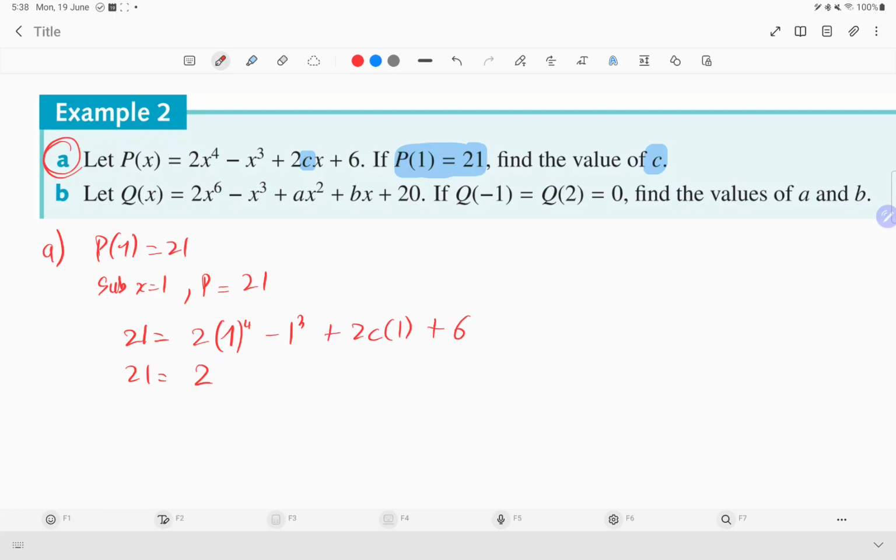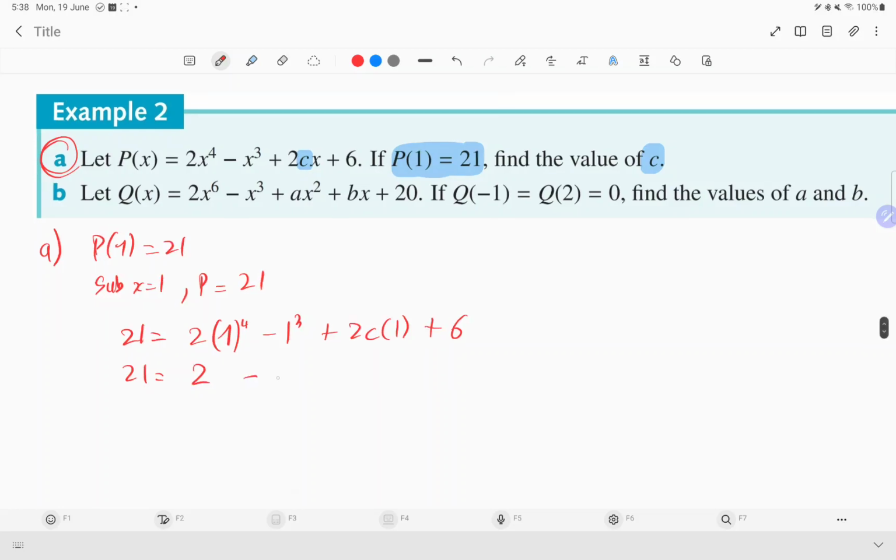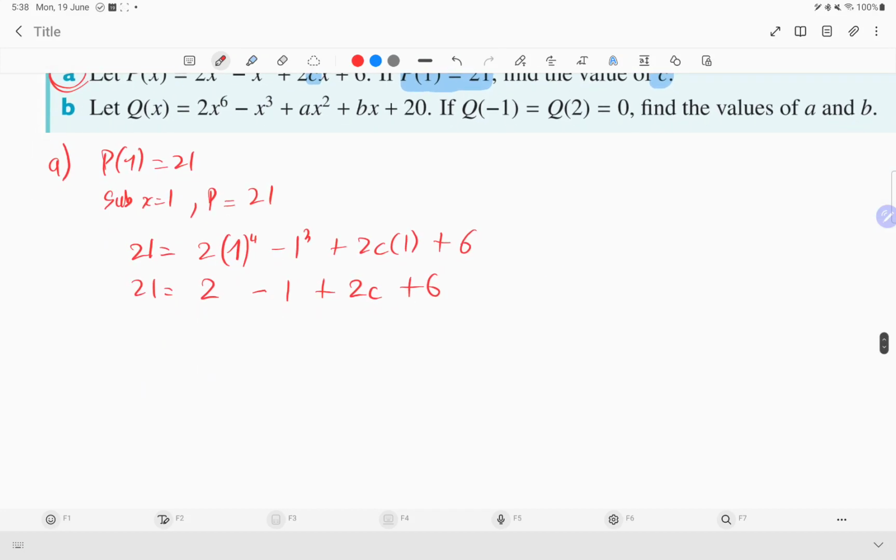2, correct, minus 1, plus 2c, plus 6. Okay. Amani, what would be the next idea here? Don't do it yet, just tell me what's the next idea.